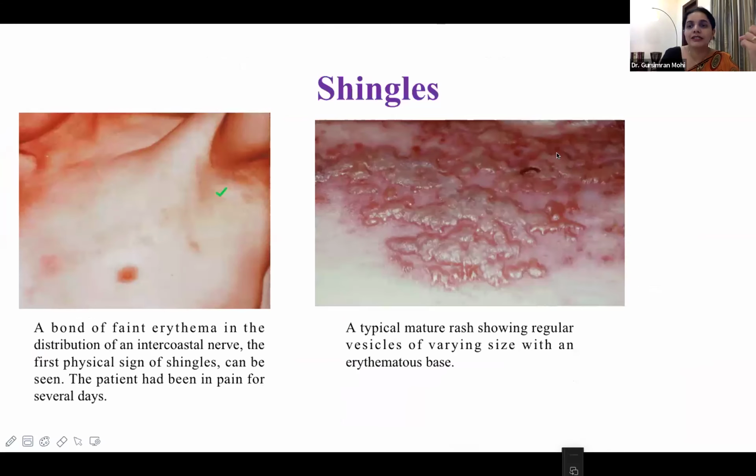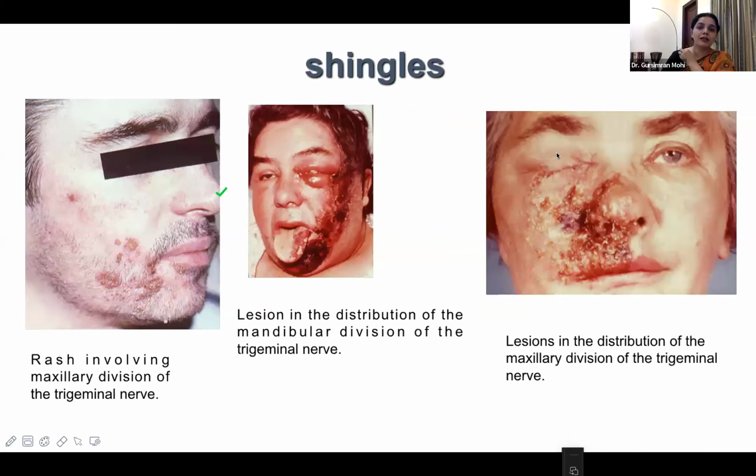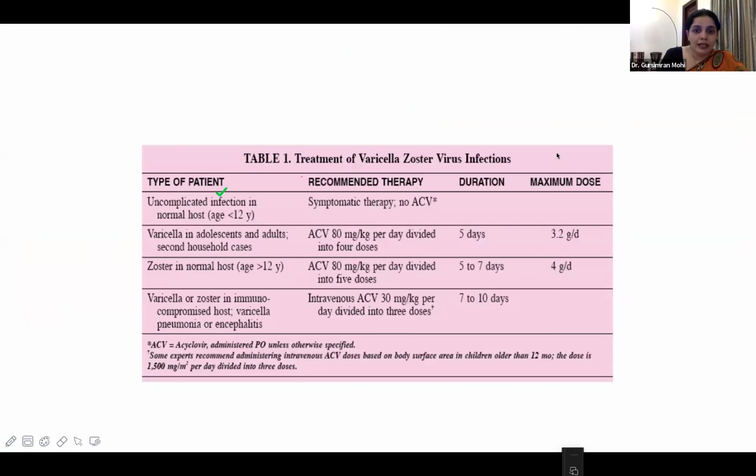In herpes zoster, when it starts, there is a faint erythema in the distribution of a nerve, for example the intercostal nerve. Initially it will be a faint erythema, and eventually there will be a typical mature rash with grouped vesicles on an erythematous base. The most common cranial nerve involved is the trigeminal nerve, with its various branches: ophthalmic, mandibular, and maxillary. Treatment is acyclovir.